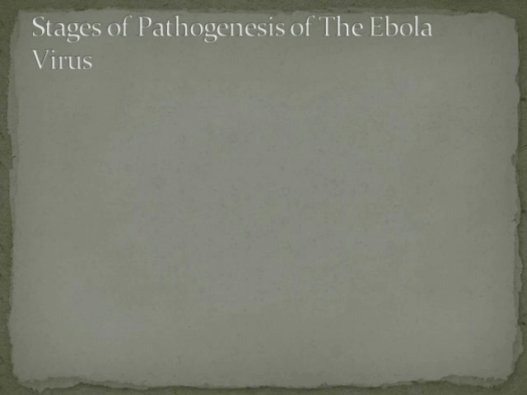At this point in time in the presentation, we are going to switch from an etiological perspective to a pathogenesis perspective relating to the Ebola virus. When thinking about the pathogenesis and progression of the Ebola virus, we can group the pathogenesis into three broad categories.